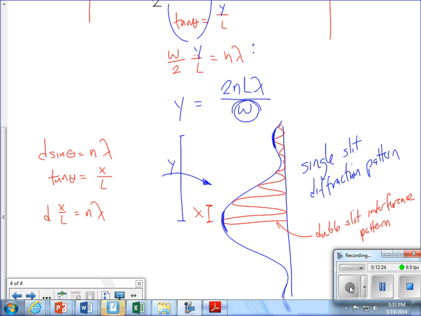That means that x is going to be n L lambda over d. But if we imagine that the slit separation d is larger than the slit width w, that's the case it looks like we've drawn here, where the single slit has a much wider spread and the double slit has a narrower one. Okay? So it's good to be able to talk about why we saw what we saw today.